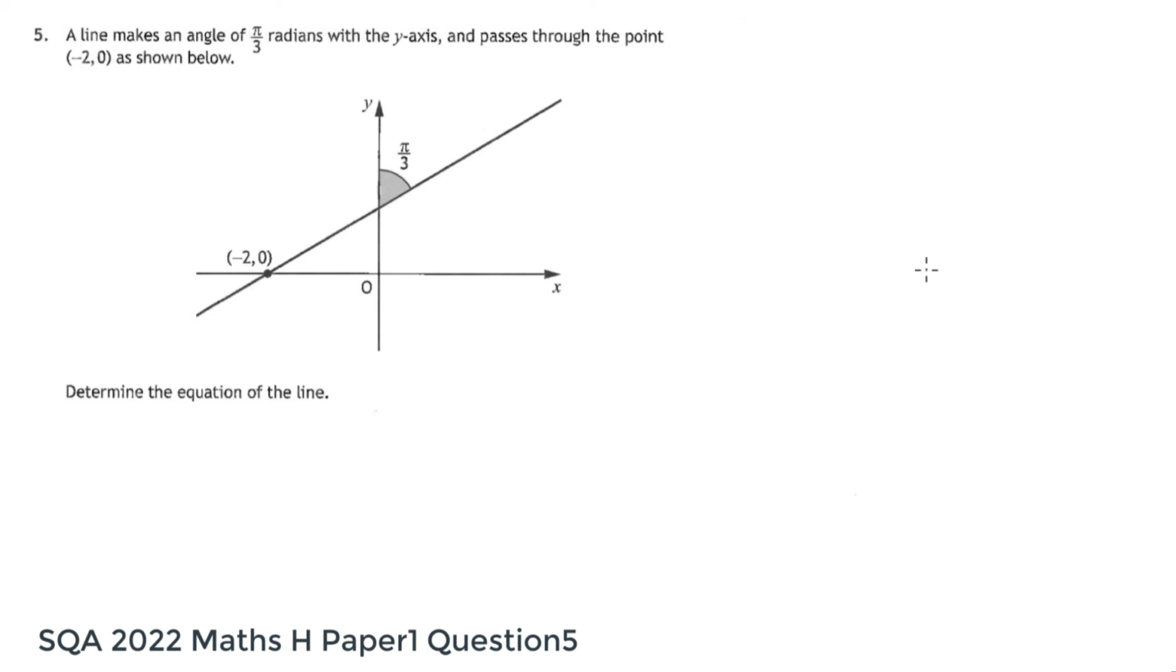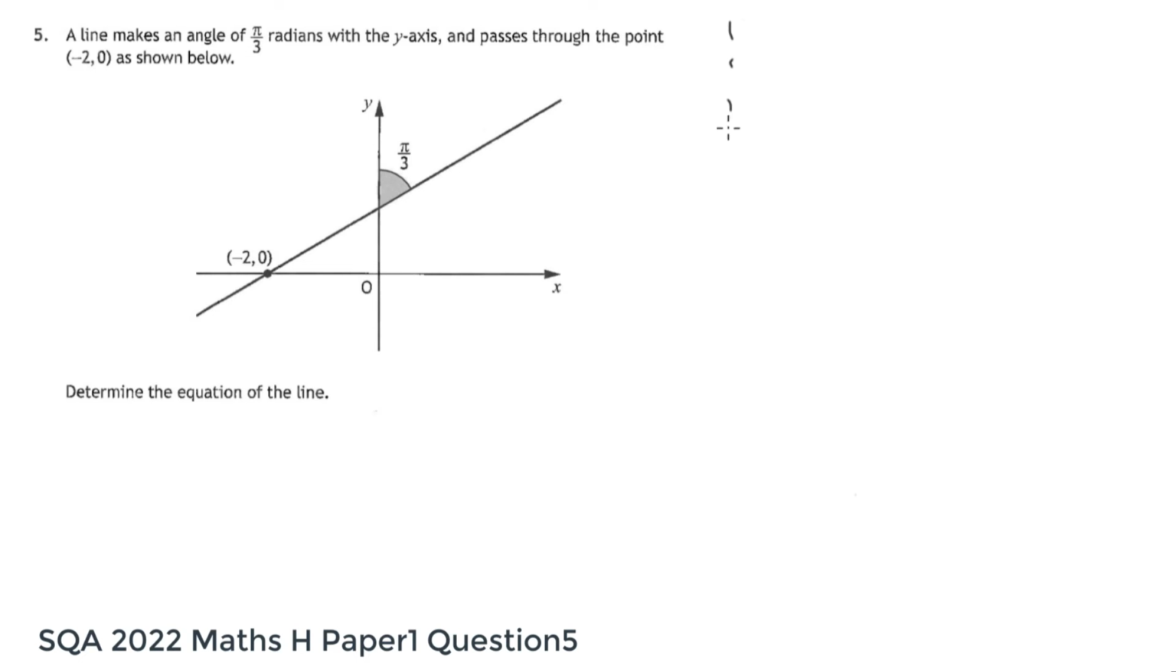Question 5. We're given a line and it makes an angle of pi upon 3 radians with the y-axis. That's slightly unusual. We're usually told it's angle with the x-axis. It passes through the point -2, 0, as shown below. Determine the equation of the line.